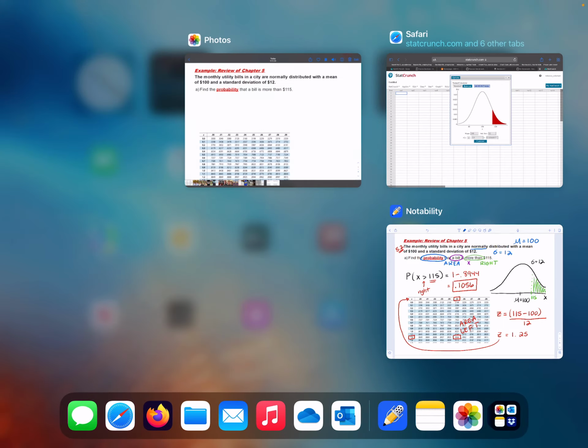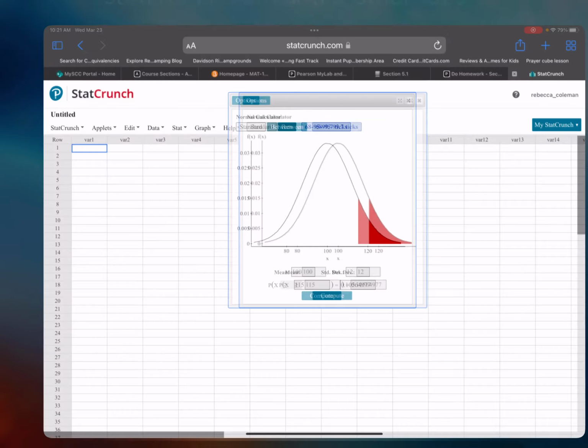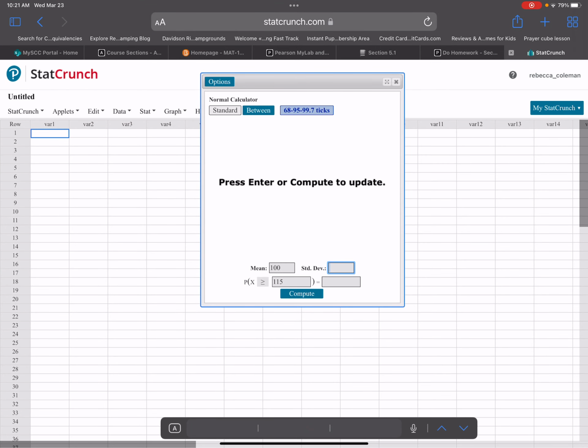Now, in the second example that we did, we were still looking for a probability. We still had a data value, a bill amount of $96, but we were looking at a sample mean. And what that did is it changed our standard deviation. So when I go to look at a sample mean here, I recalculated my standard deviation at 2.0284. That means if I'm going to use my normal calculator, I've got to change that standard deviation here as well to make sure that I'm looking at sample means, not individual values.